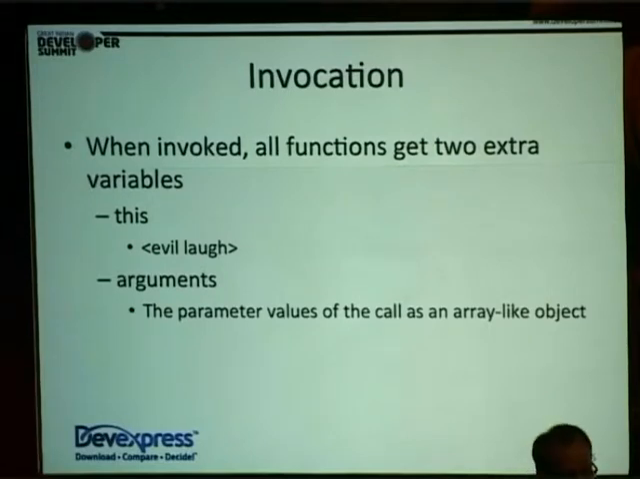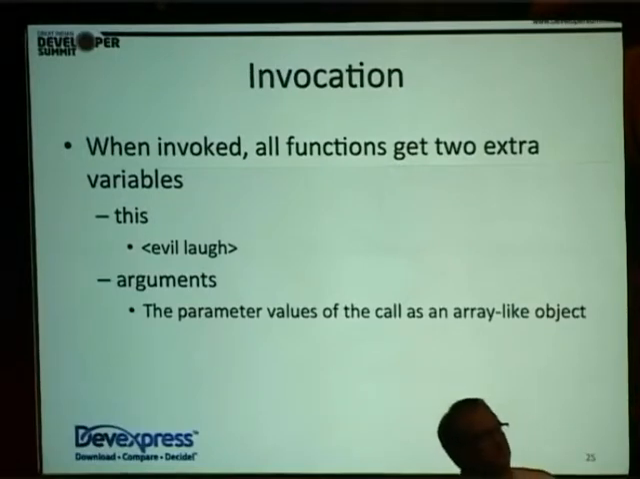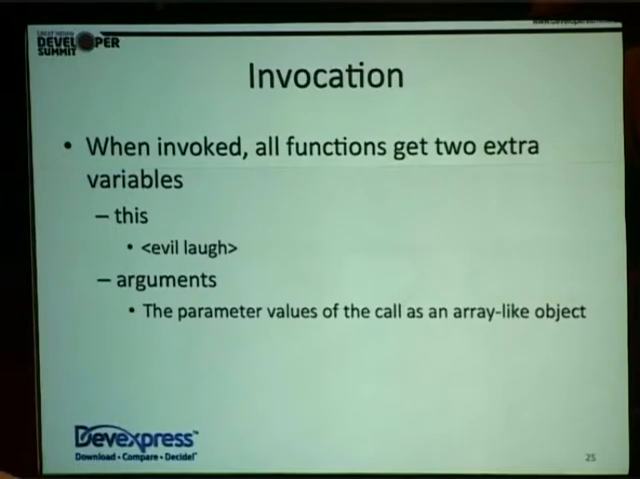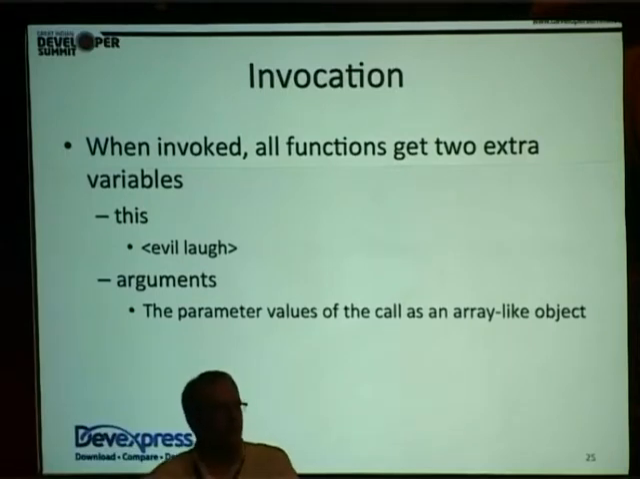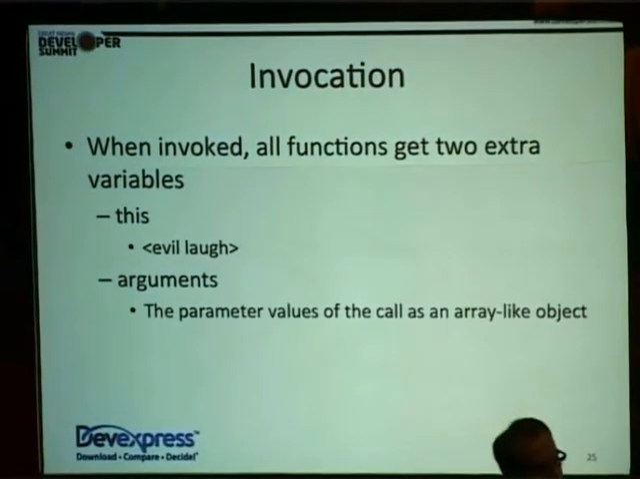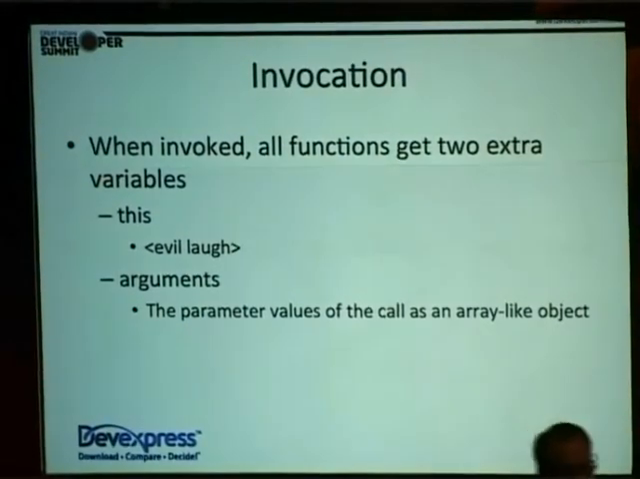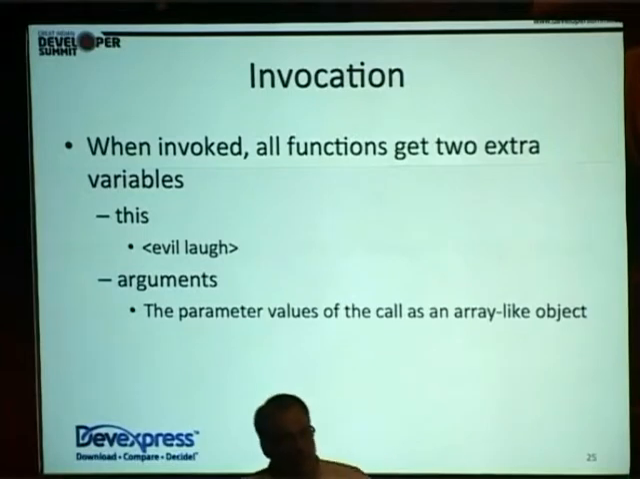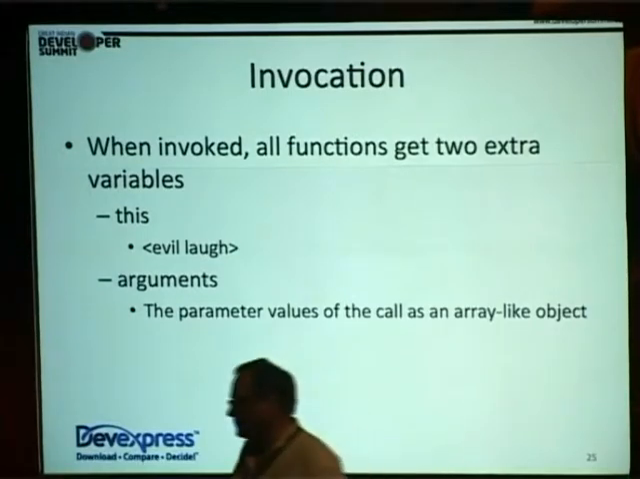And the other extra local variable you get is an arguments array. You get all of the parameters passed to the function as an array. The reason for this is in JavaScript, the number of parameters you pass to a function does not have to equal the number of parameters defined on the function. You can pass more parameters, or you can pass fewer. Doesn't matter. And the arguments array is one way to find out how many arguments you were actually passed, so you can do something with them.